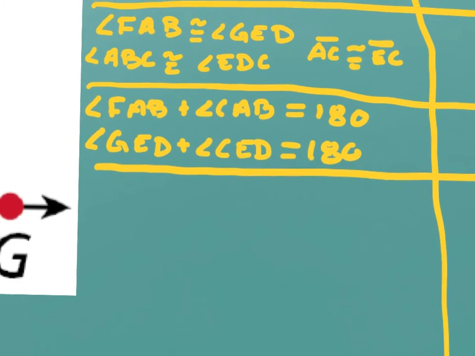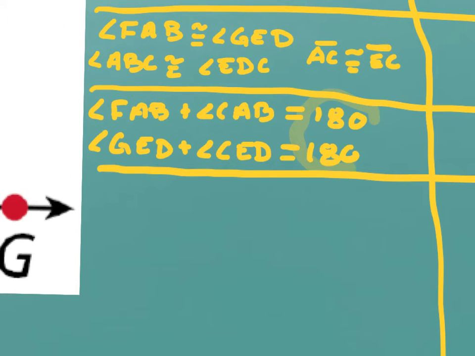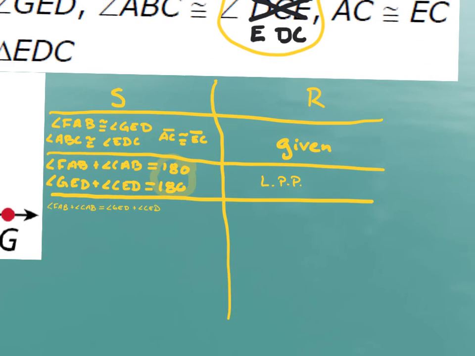It's the substitution property of equality, because instead of both equal 180, we can put angle FAB plus angle CAB is equal to angle GED plus angle CED. Bravo. And we did that through substitution or the transitive property, whatever you prefer to call it. I tend to just go with substitution all the time. It kind of covers most of the bases there. It's the safe one to go with.